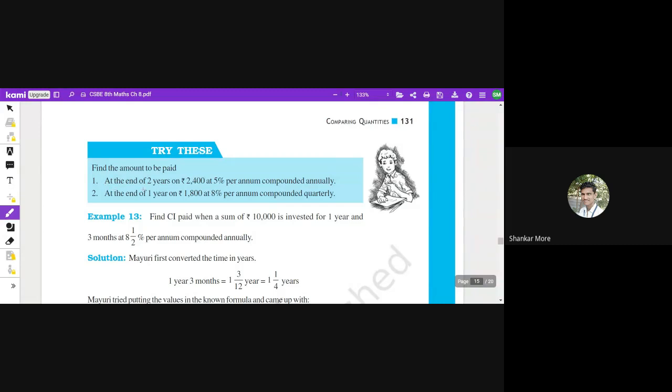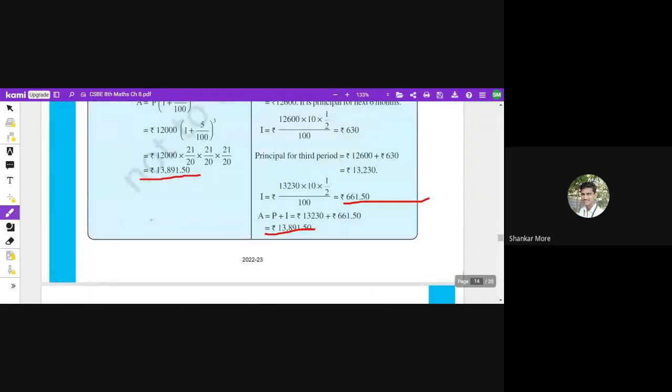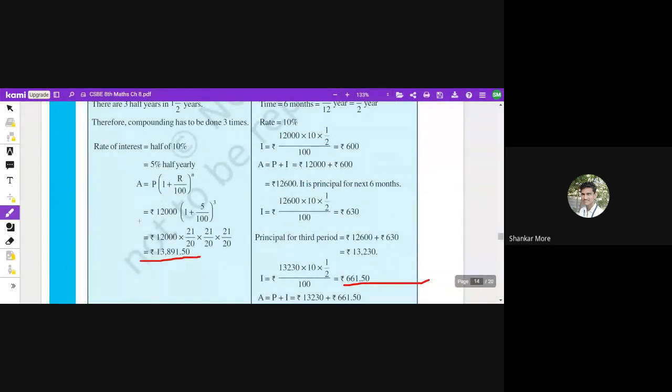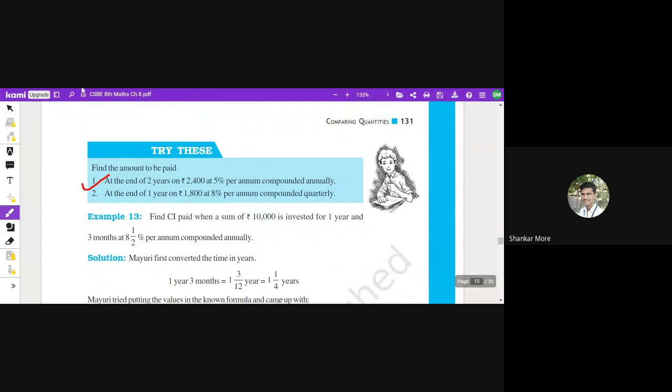Okay, now let me just try this one. At the end of 2 years, on 2,400 at the rate of 5% per annum compounded annually, find out the amount. This first question, at the end of 2 years, is the simplest question I would say, a very easy question, right? P into 1 plus R by 100 raised to the power n. This is the formula for CI, right? Use this formula: write P as 2400, R will be 5 and n will be 2.